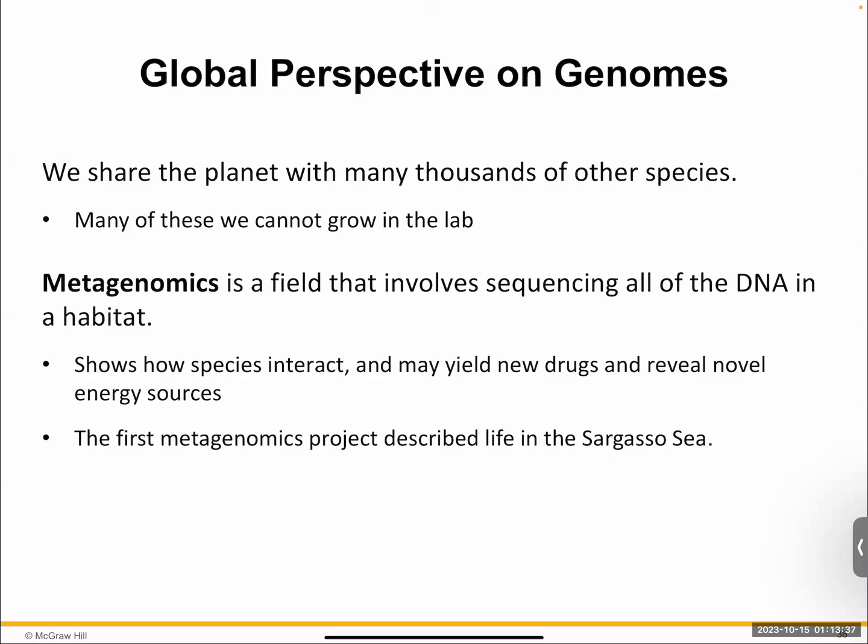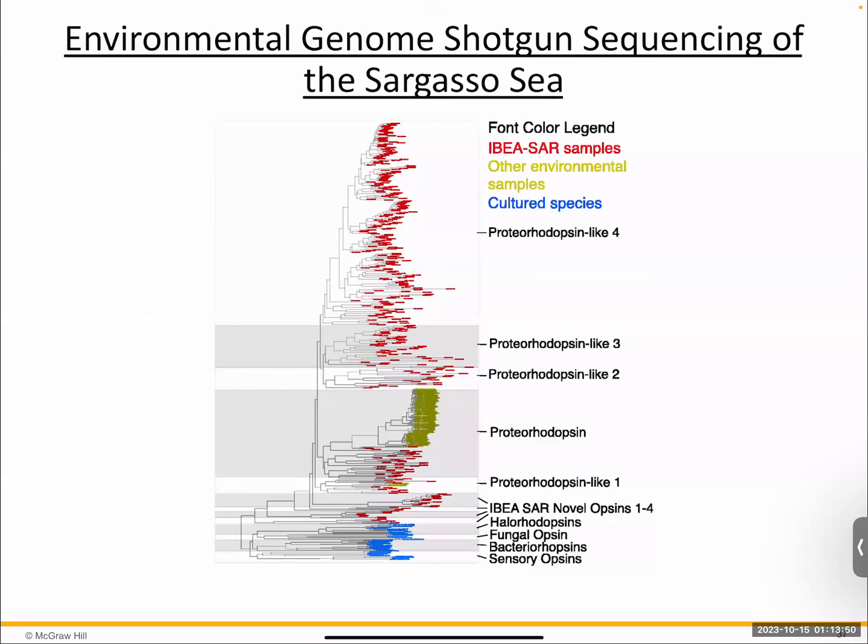The first metagenomics project was done on the Sargasso Sea, which was really interesting because they literally sequenced the genome of every species within that environment. Here is what it looks like. You don't need to understand what it is, but I think it's really cool for us to understand the number of the species. Each of those little red lines or the green lines or the blue lines are identifying a different species or subspecies that are found in that environment, the Sargasso Sea.